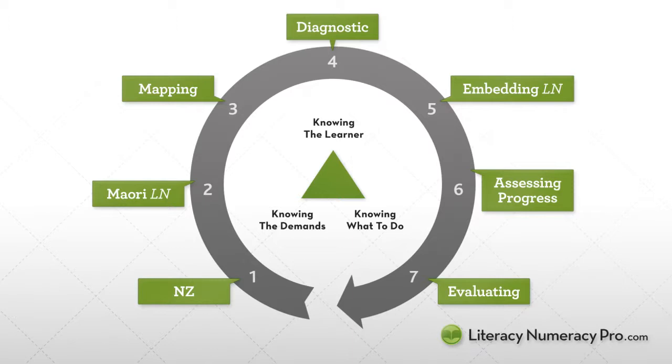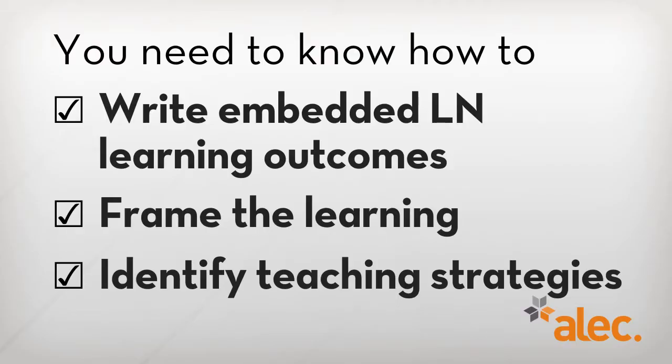Right, what do you need to do for your task 5? Let's get on to that. There's a couple of things here. You need to know how to write embedded literacy and numeracy learning outcomes. And when you create your embedded learning outcomes, it helps you frame the kind of learning that you want to do. It also helps you identify the teaching strategies and the activities that you want to build into your training interventions. So let's have a look.